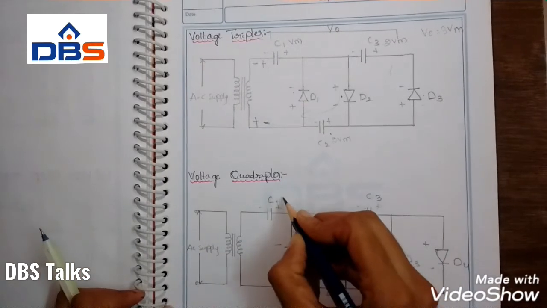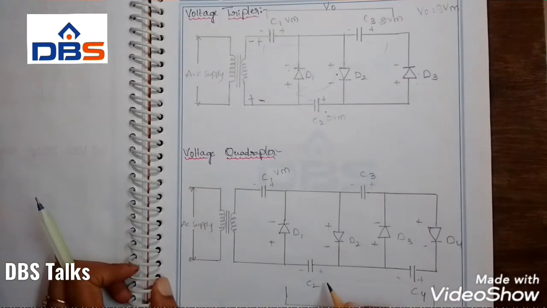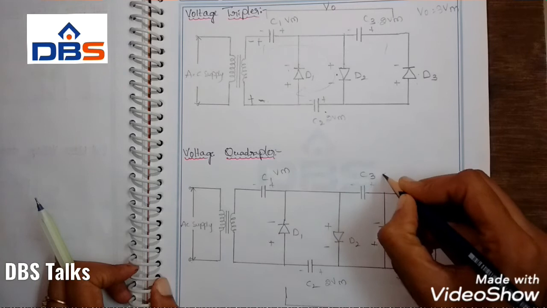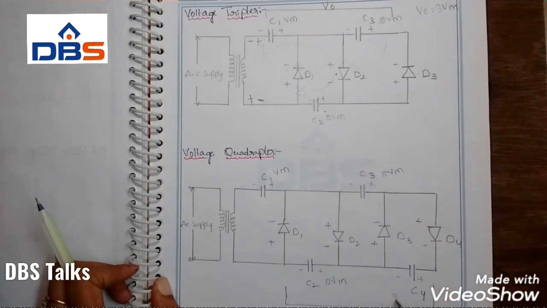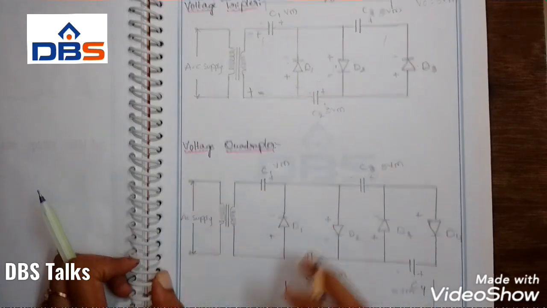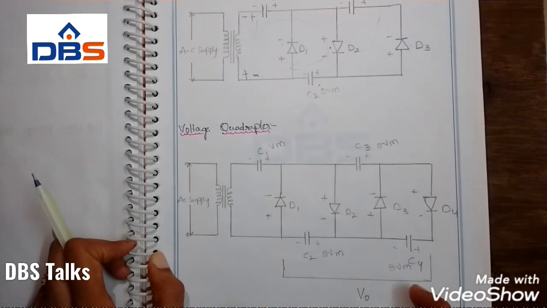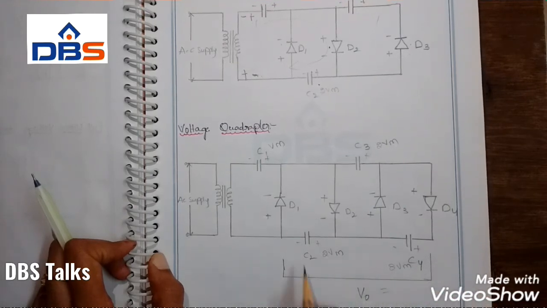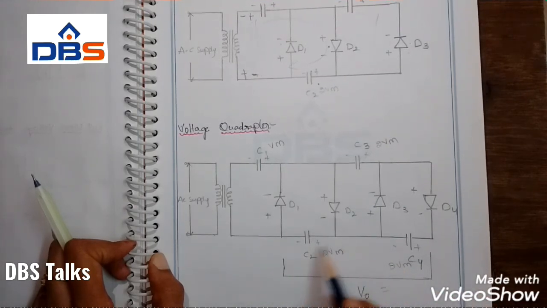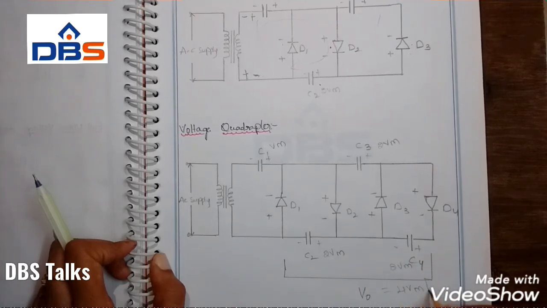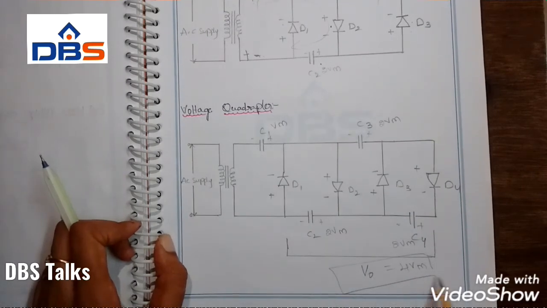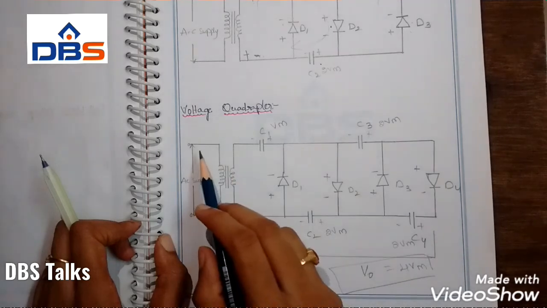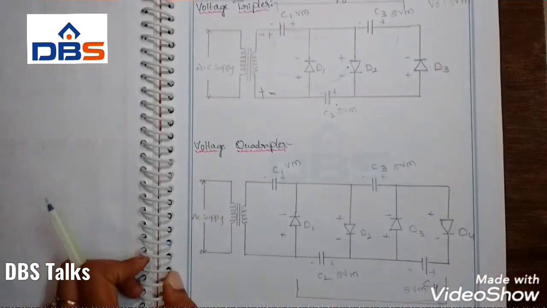So we know that already C1 will be charged up to Vm, C2 will be charged up to 2Vm, C3 will be charged up to 2Vm, and similarly C4 is also charged up to 2Vm. In this voltage quadrupler, we will take the output across C2 and C4. So if we add C2 and C4, it is 2Vm, and here also we are having 2Vm, meaning totally 4Vm. We will get the total output as 4Vm, which is 4 times the input. That's why we are calling it a voltage quadrupler. Is it clear? Thank you.